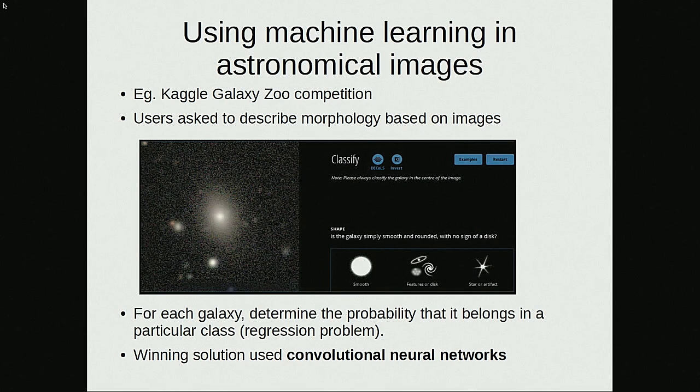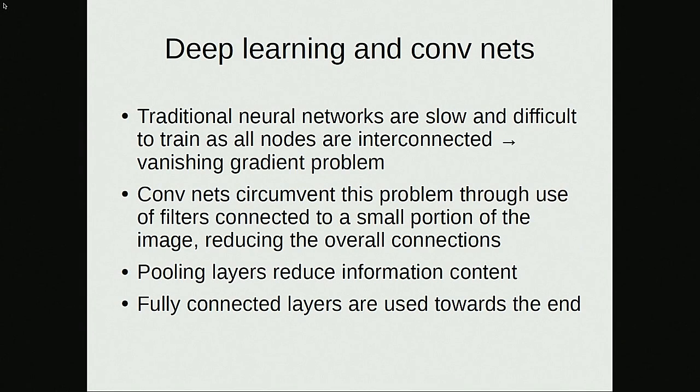You may be aware of the Kaggle Galaxy Zoo competition, where the aim was to get the competitors to predict how the users would classify galaxies. The winner of this competition used convolutional neural networks, so we thought it would be a good idea.